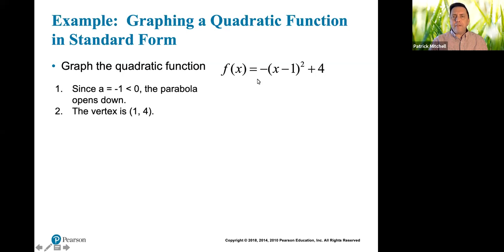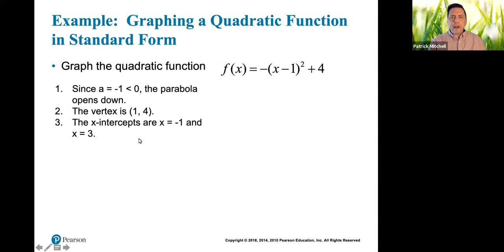You have to be careful with this a times (x minus h) squared plus k. There is a minus built into that formula right here. So if x minus 1 is standing in place of x minus h, that means h is 1. It is not negative 1. Okay, but the k does not have a minus built in front of it. That would just be k equals 4.